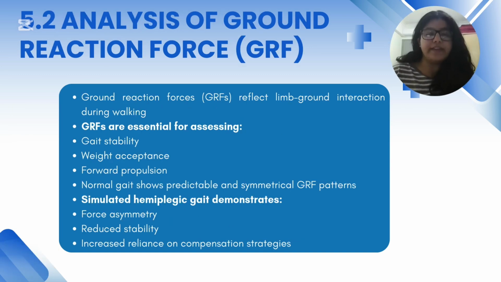This section focuses on the analysis of ground reaction forces, or GRFs, which represent the interaction between the lower limbs and the ground during walking. GRFs are important for understanding gait stability, weight acceptance, and forward propulsion. In normal gait, these forces follow predictable and symmetrical patterns, whereas in hemiplegic gait, abnormal force patterns often occur due to neuromuscular impairments and compensatory strategies.